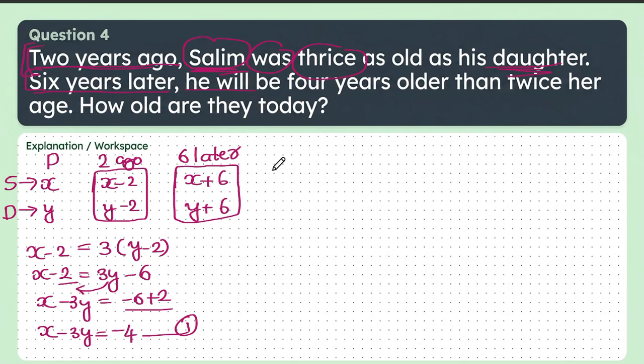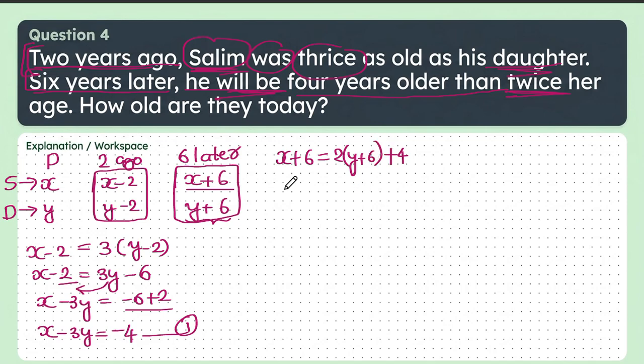He will be means Salim. So what is the age of Salim? X plus 6. Will be means is equal to 4 years older than. 4 years older means 4 years bigger. So we have to do plus 4. Okay, 4 is older means plus 4. Then twice her age. So twice means 2 multiplied by her age. So what is her age? Y plus 6.